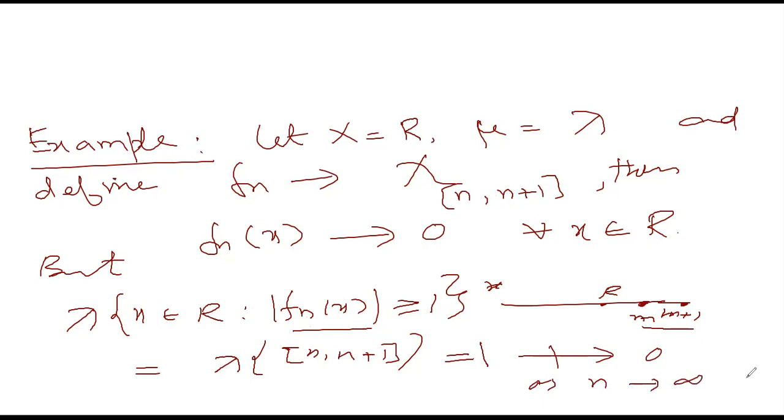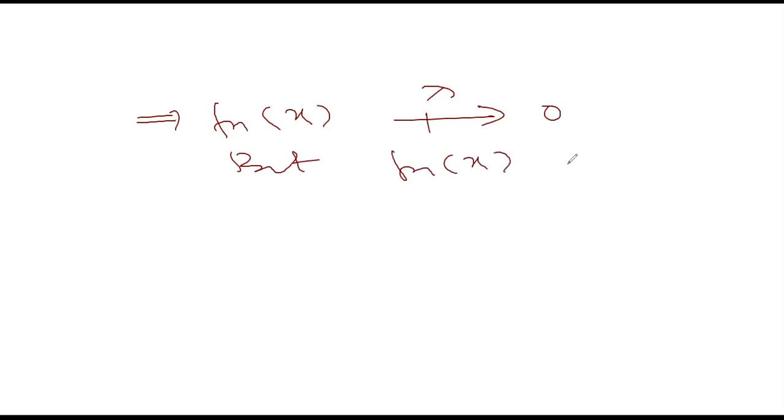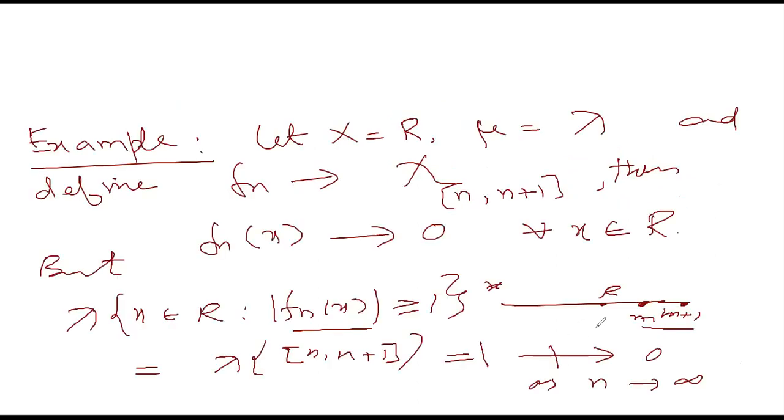So that means f_n(x) does not converge to 0 in measure lambda, but f_n(x) converges to 0 pointwise. That's an example of a sequence which converges to 0 pointwise, but does not converge to 0 in measure. If the sequence converges pointwise, then it will converge in measure if the measure space is finite. And here the measure space is not finite, because X is the whole real line R and its measure is not finite, but in case the measure space is finite, then this will hold. That's this theorem.